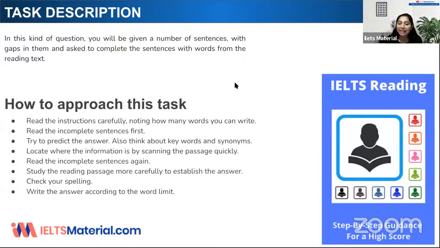Next is write the answer according to the word limit. Again, if you need to write 2 words and you have written 1 word, but it fits in the sentence, that's completely perfect. You don't have to worry that it's instructed 2 words, but you have written only 1 word. Doesn't matter, right? You need to write the correct answer. So please understand what the word limit is, but do not exceed the word limit that is given.